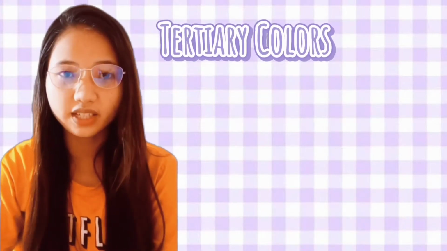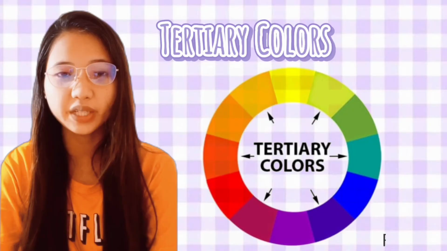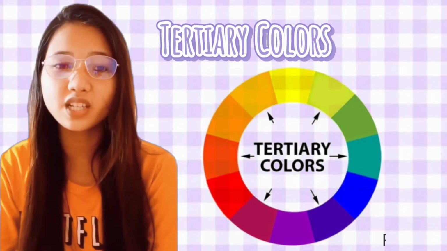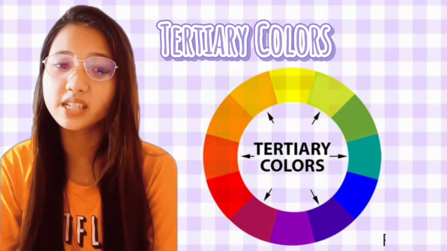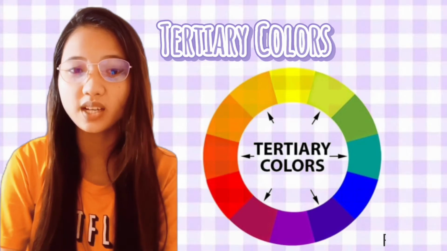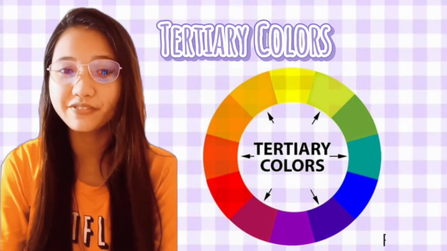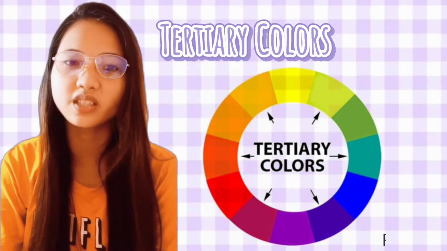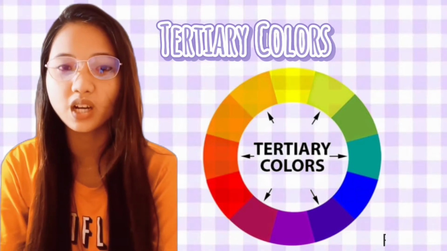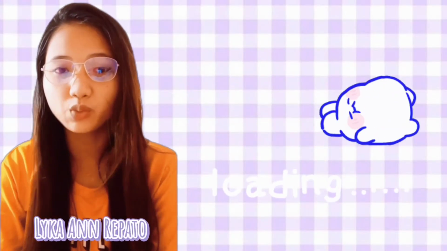Tertiary colors are red-purple, red-orange, blue-green, blue-purple, yellow-green, and yellow-orange. There are 6 tertiary colors and they are the result of mixing equal parts of a primary color with a secondary color. The proper way to refer to these tertiary colors is by listing the primary color first and then the secondary color. That would be all.